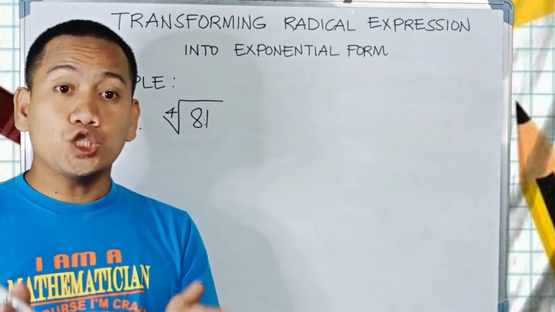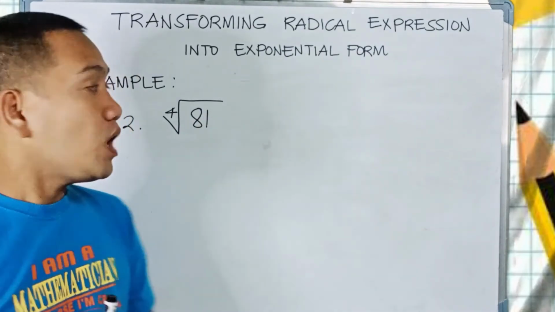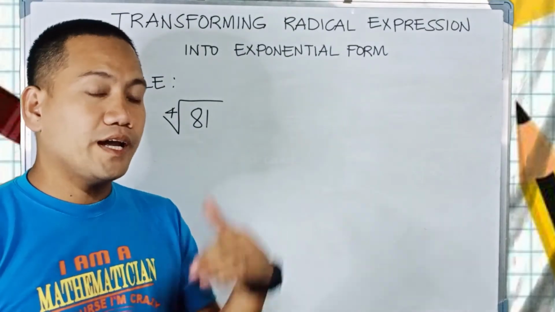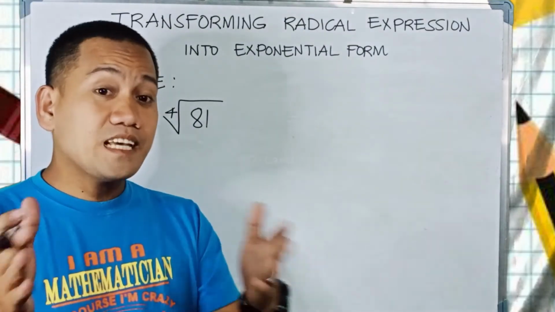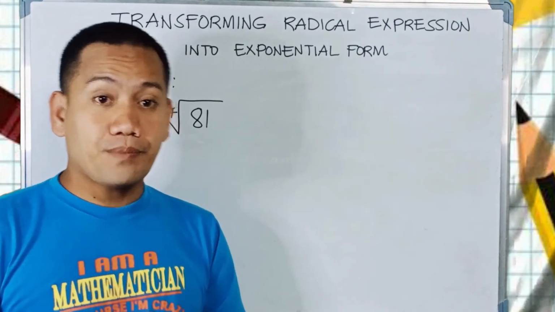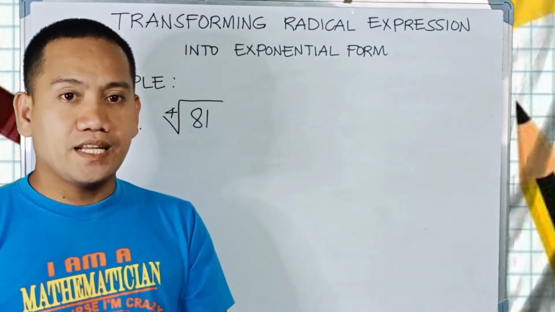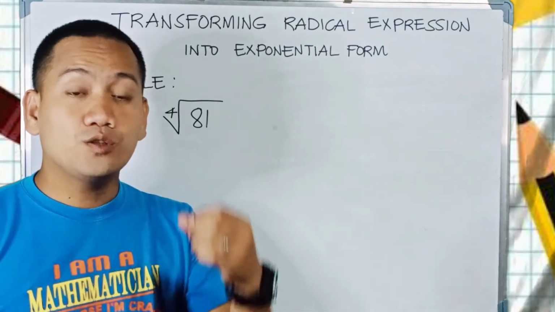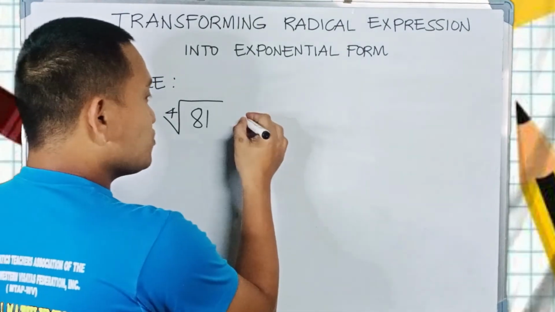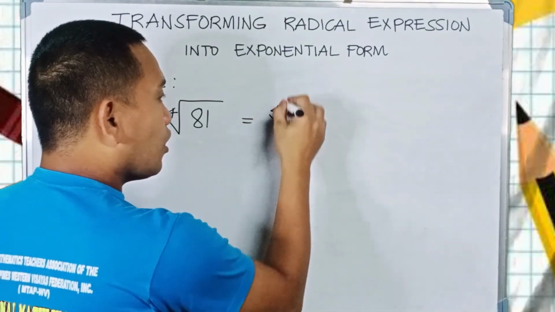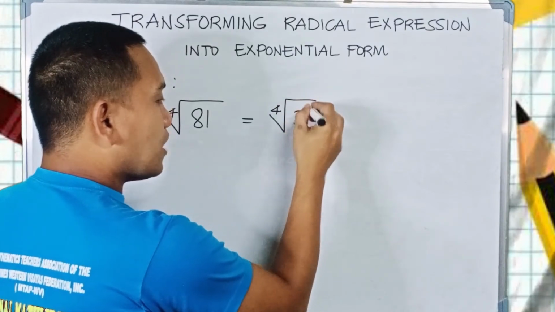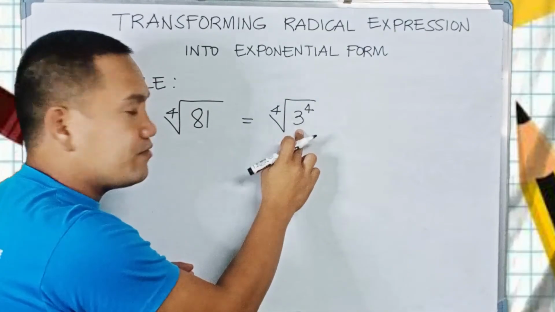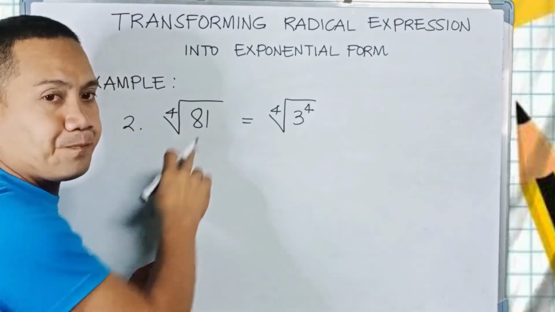We have fourth root of 81. So how will we transform this one into exponential form? Here, we notice that our 81 is a perfect square and at the same time a perfect fourth power. So 81 can be written in exponential form as 9 squared or 3 to the fourth power. So we can write this one as fourth root of 3 to the fourth power. Because multiplying 3 four times by itself will lead us to a result of 81.